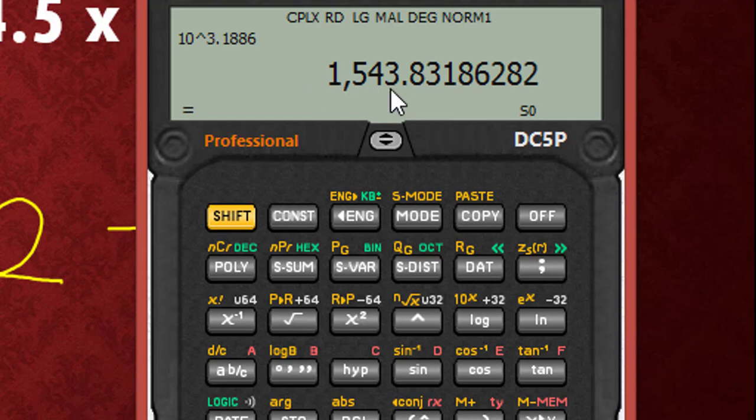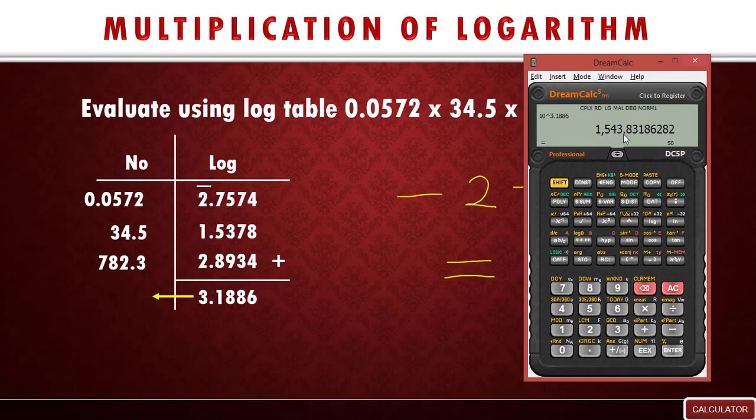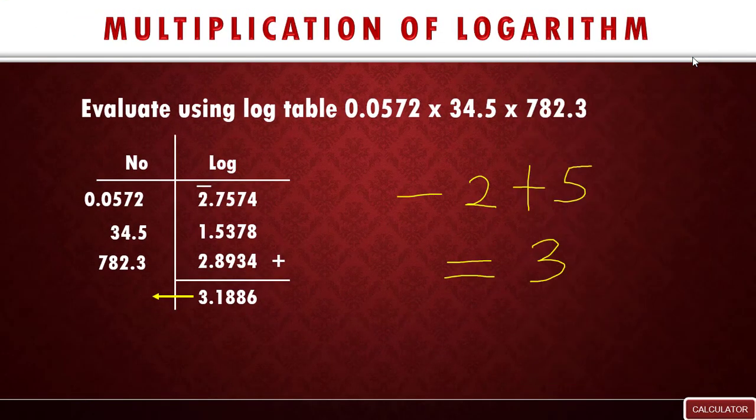Since we are making use of a calculator, we only need 4 figures for our antilog. That means we need to approximate from here. If you approximate from this 8 to this 3 right here, this 3 will become 4. So we now have 1544. So our antilog there, if we check it, will be 1544. So our final answer, as we see from our calculator, is 1544.